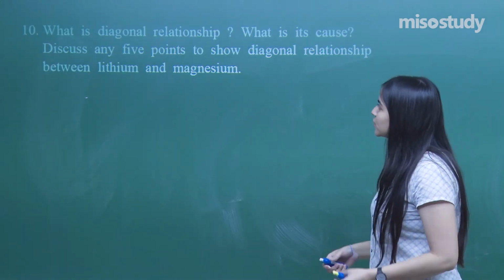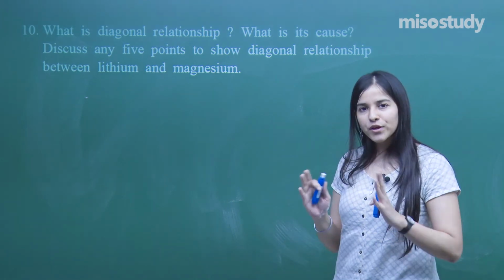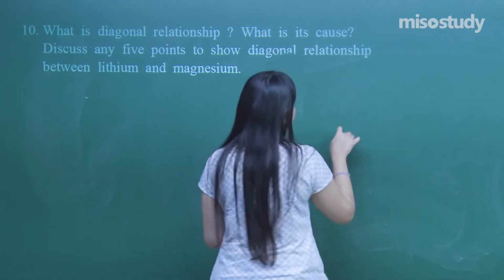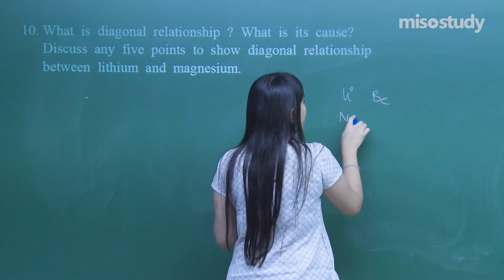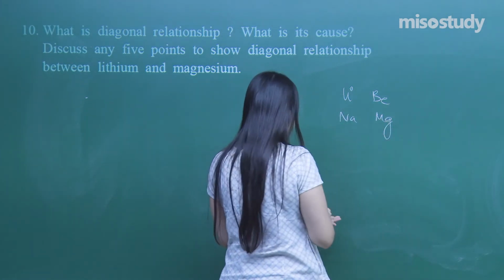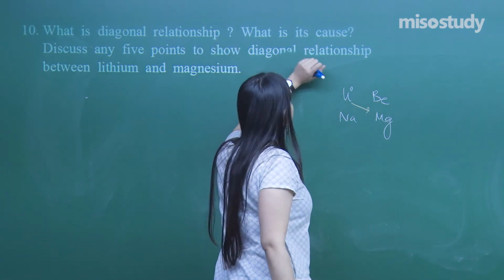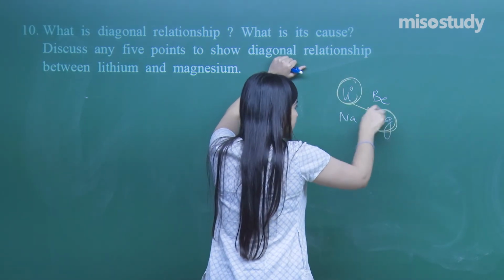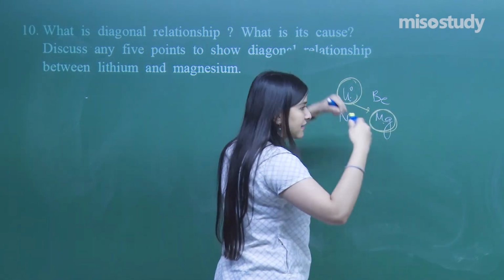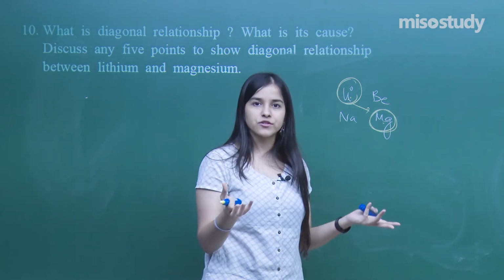Now let's move on to the 10th question. Again a 5-mark question. It's the diagonal relationship. We know what the diagonal relationship is. It's that the properties of elements which are diagonally arranged are interrelated. The properties are somewhat similar.